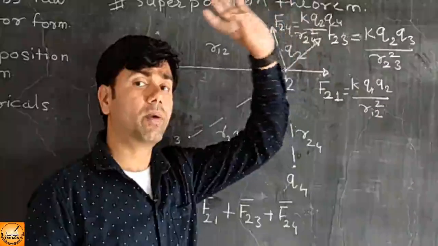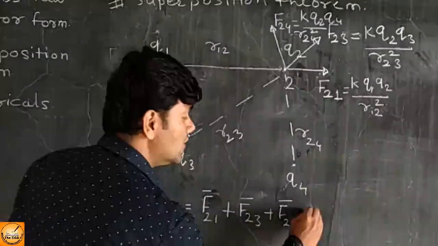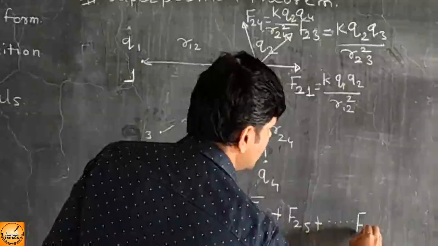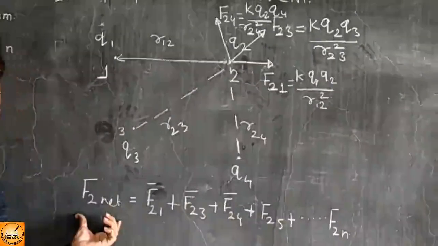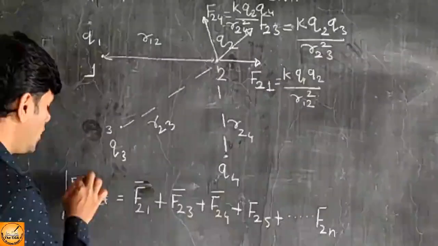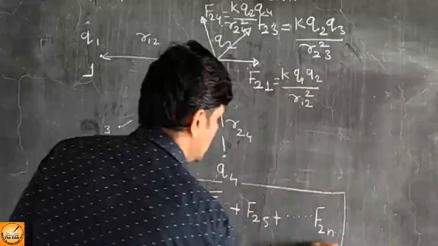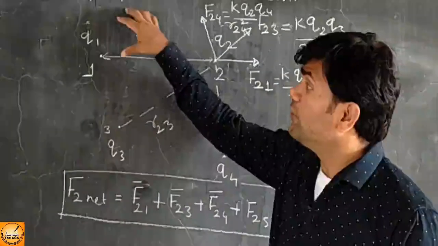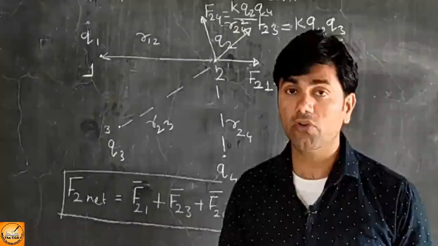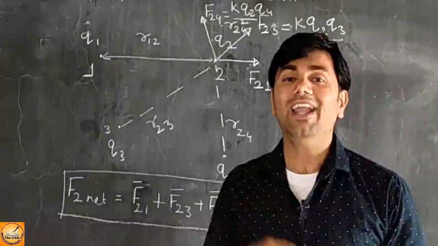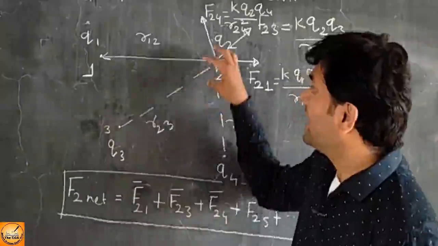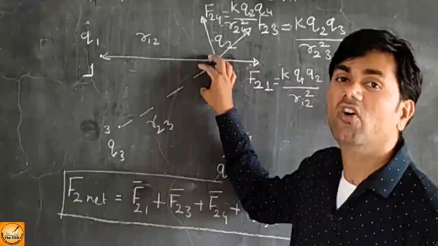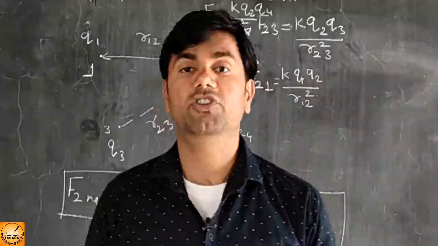Like this, if there are n number of charges present in the system, we have to consider the force due to all such charges, which will lead us to the net force acting on the one charge. Basically this is called the superposition theorem. The statement of the superposition theorem is: the net force acting on a charge is the vector addition of all the individual forces acting on that charge. So this is about the superposition theorem.